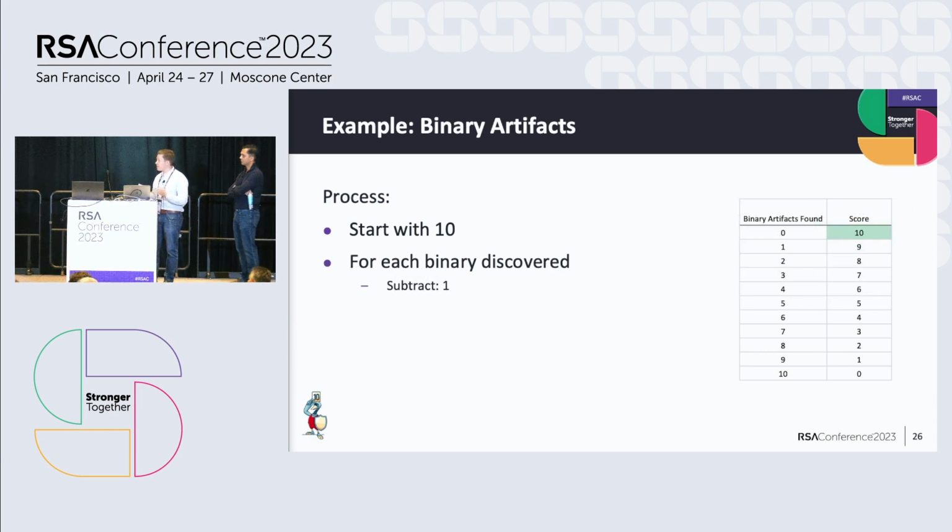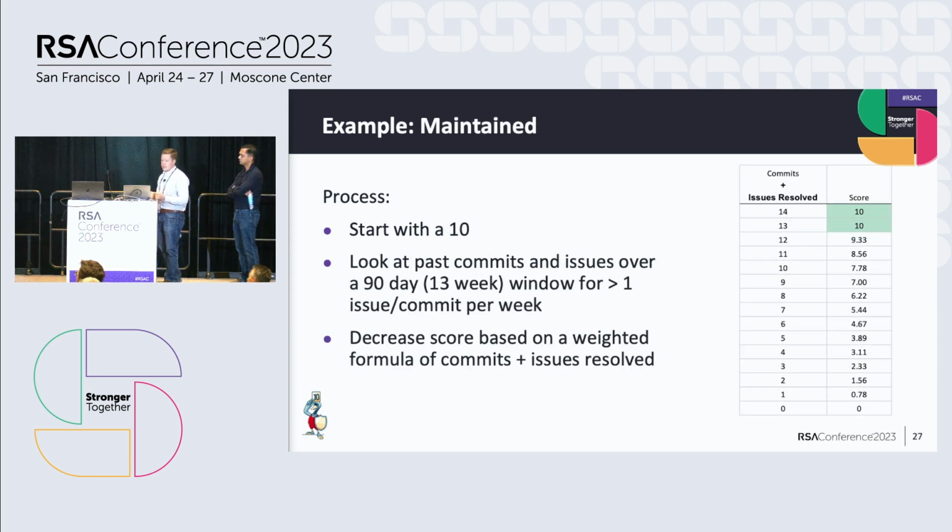So for our next example, binary artifacts, I don't have to really get into too many details here. Start with a 10, and for each binary artifact that you have, just keep decreasing the score by 1 until you get down to 0. And then maintained I picked in part because the scoring gets a little more nuanced. We're basically looking at a combination of time and activity where, again, we look over a 90-day window, which is roughly 13 weeks. And if you are making at least one commit or addressing one issue per week in that period, that will keep you at a score of 10. If you have inactivity over those periods of time, that's how that score will go down.